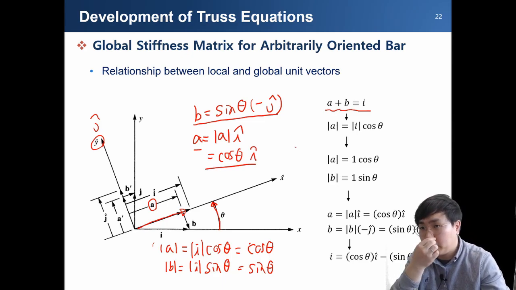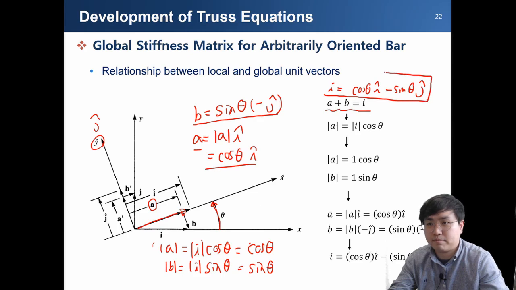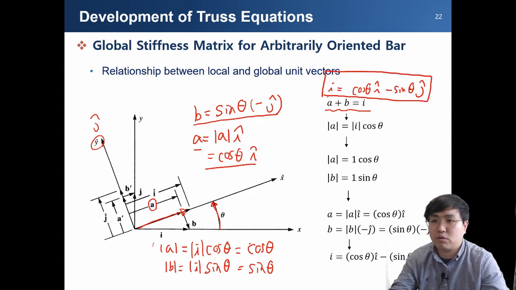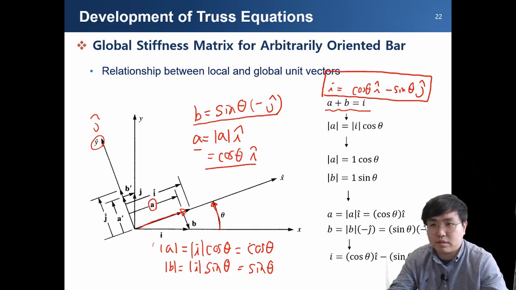So anyway, this unit vector I is a summation of the vector A and B, so that means cosine theta I hat minus sine theta J hat. We can change the unit vector I in the global coordinate system into the rotated transformed coordinate system. It looks like this.